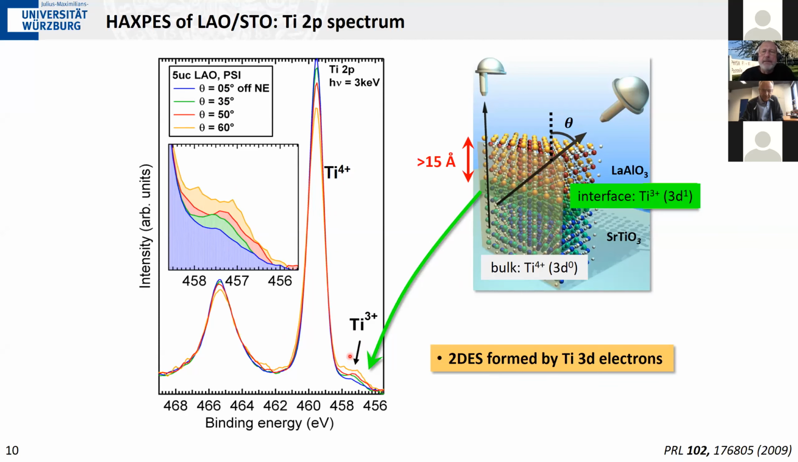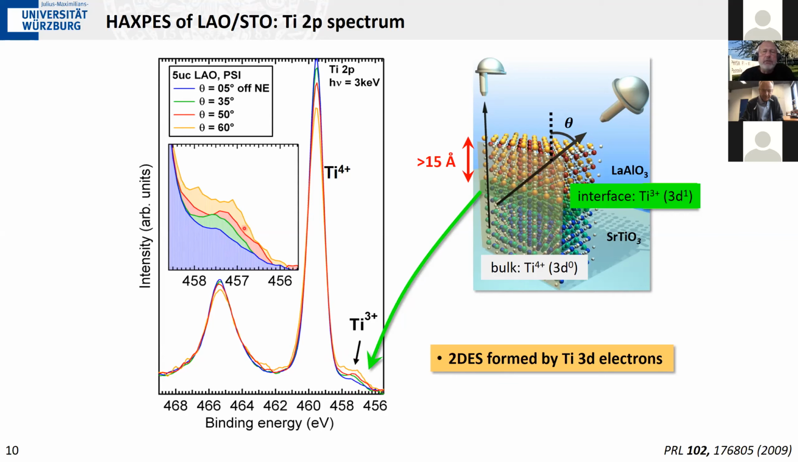Without any extra carriers, titanium would be in a 4+ valence state in STO. But if you add extra d electrons into the d shell, which is otherwise empty, you get a certain proportion of titanium 3+ ions in your system, and that's what we are seeing here. And from the angle dependence, we can directly conclude that they are localized at or near the interface here.